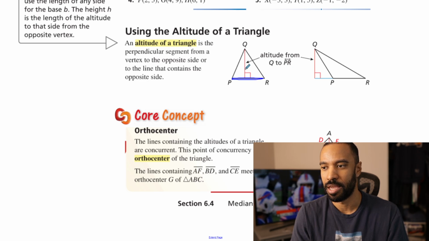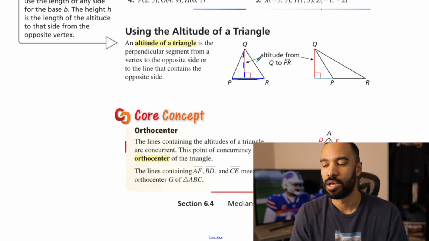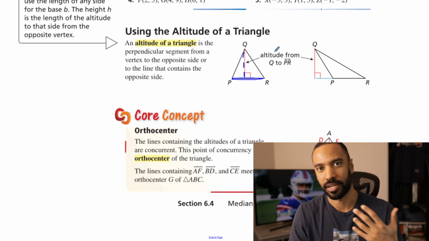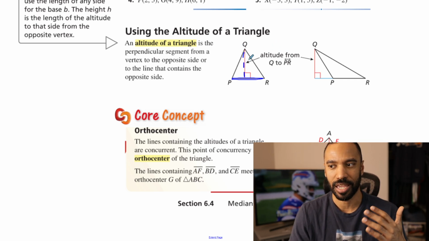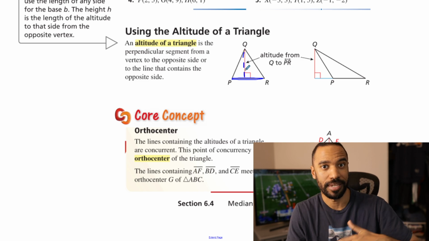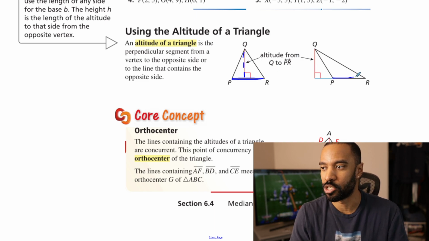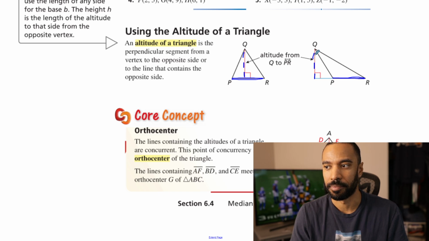The base must be a side length, but this must be the height. It is more of an abstract value. It's not necessarily a side length. It's just a visual kind of thing. The height is perpendicular to its base. If this is my base PR, this height here is that distance right there.